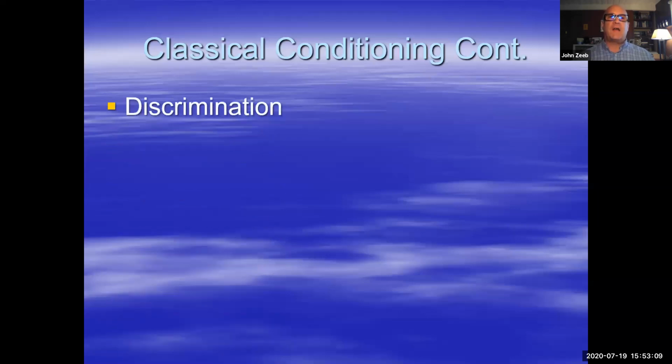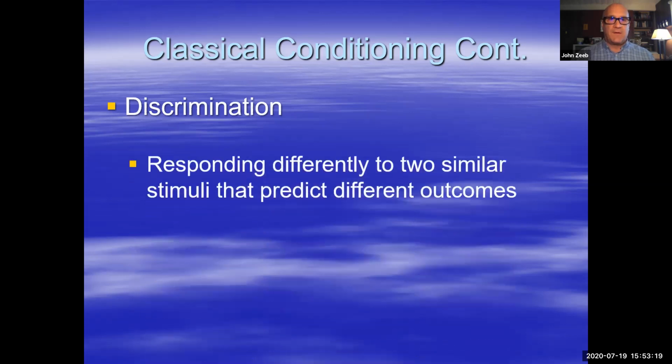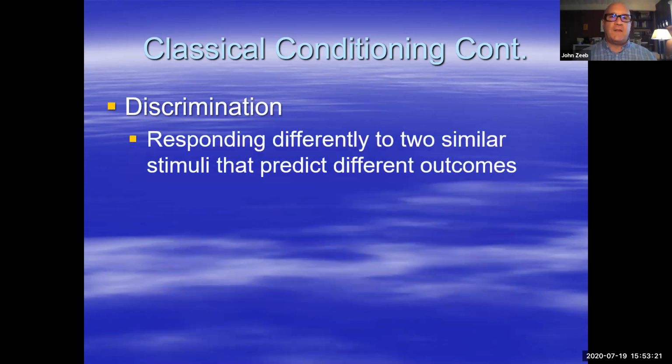Okay, the last one I want to talk about is something called discrimination. In a sense, it's the counterpart of generalization. Discrimination is where the subject responds differently to two similar stimuli, because they predict different outcomes. In other words, these two stimuli may be exactly alike in some way, however one leads to something and the other does not, and thus the person can learn to tell the difference between them, or discriminate among stimuli, based on that experience.